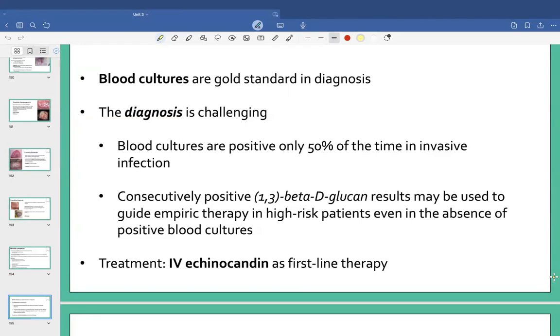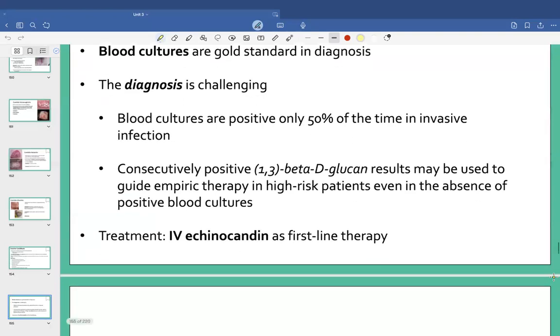How do we prevent? Prophylaxis with antifungal agents has been shown to prevent invasive fungal infections in high-risk patients undergoing chemo, bone marrow transplant, or liver transplantation. So prophylaxis with antifungals is the way to prevent that. And then we'll stop here.